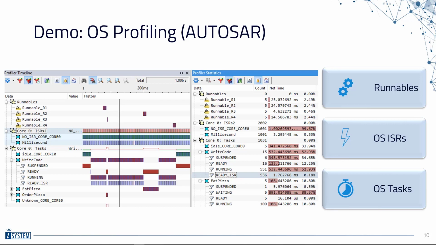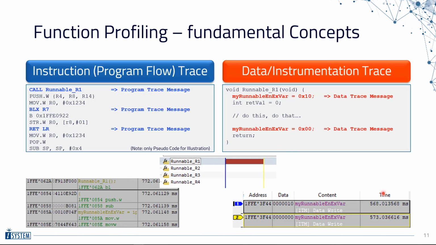And as mentioned earlier, there are two fundamental concepts for function profiling. One is instruction or program flow trace. This does not require any modification in the code and is completely non-intrusive, as it is entirely handled by the on-chip trace hardware. The approach is, as indicated here, that specific trace messages are emitted by the chip whenever there is a program flow discontinuity, like branches or returns. Based on this information, the trace tool can reconstruct the program flow down to each individual executed instruction. This is very nice, but the downside is that it produces quite a large amount of trace data, and especially in multi-core applications, this may result in trace overflow.